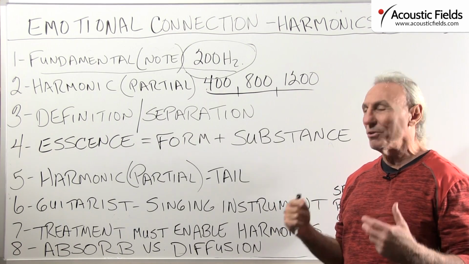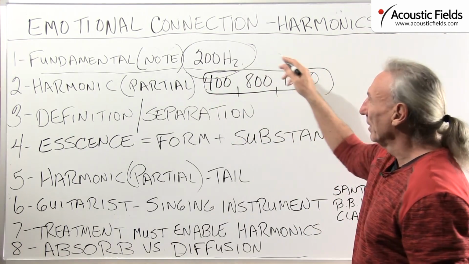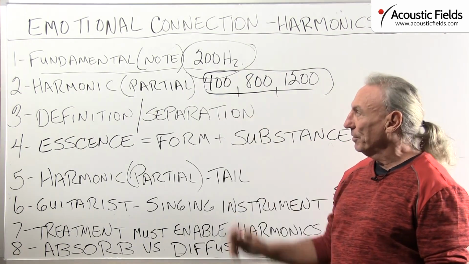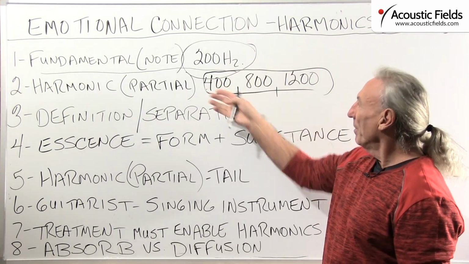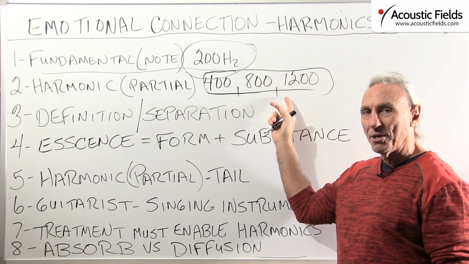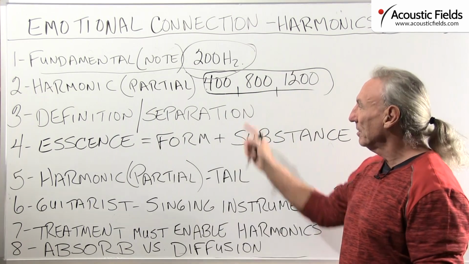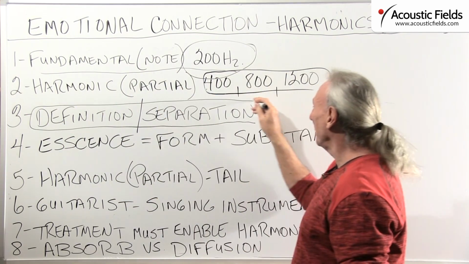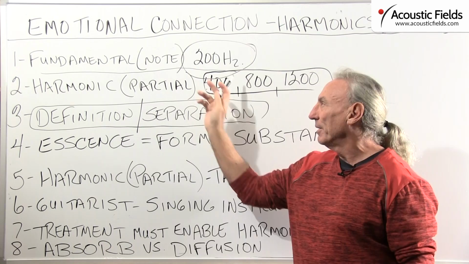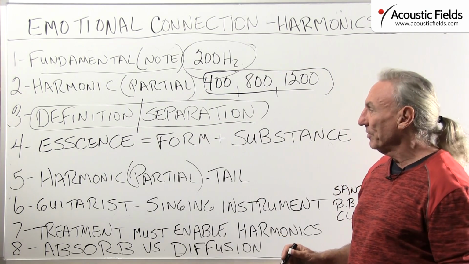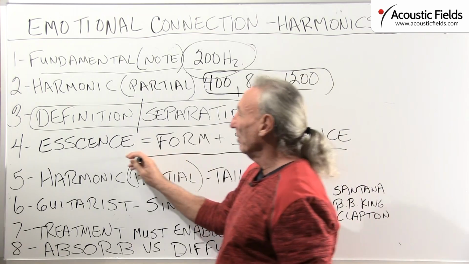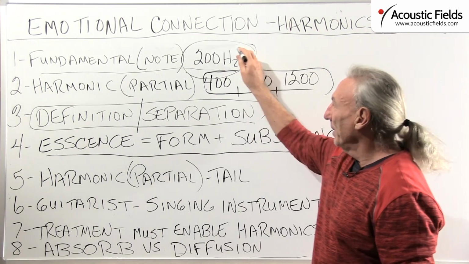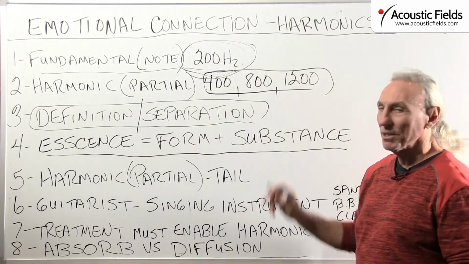So we want to make sure that we focus on these for our emotional connection to the music. Yes, we need the note because that gives birth to the partials and the harmonics, but we want to make sure that we treat our rooms for these, because this is really where the emotion lies. So we must have really good definition and separation between the fundamental and the harmonic. That's really key to the situation, because we're going to go back to my old statement about essence is form and substance. So form is the fundamental, but the real substance is in the harmonic.